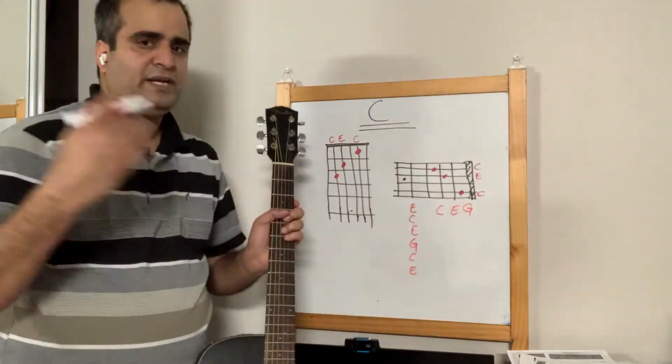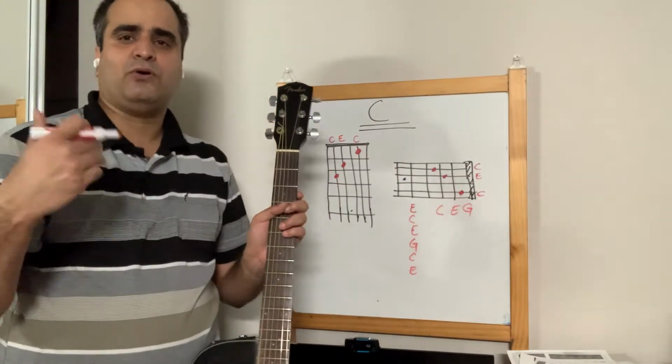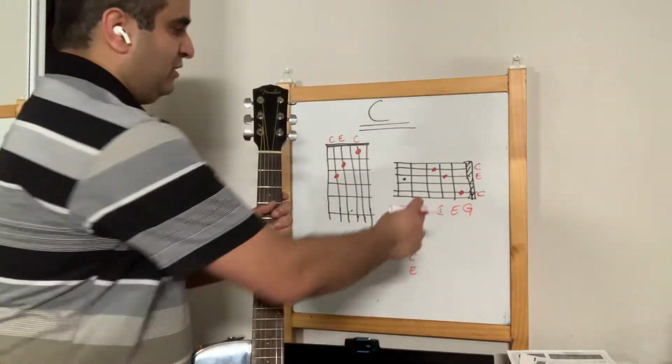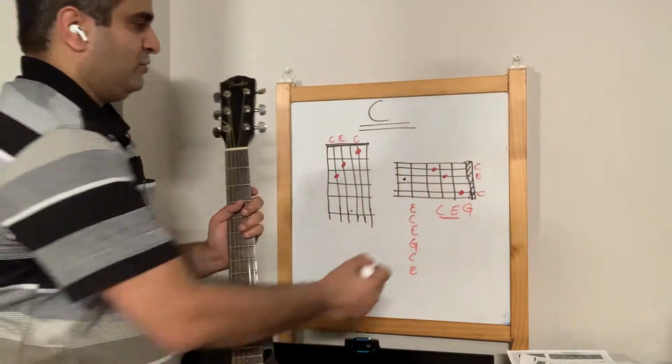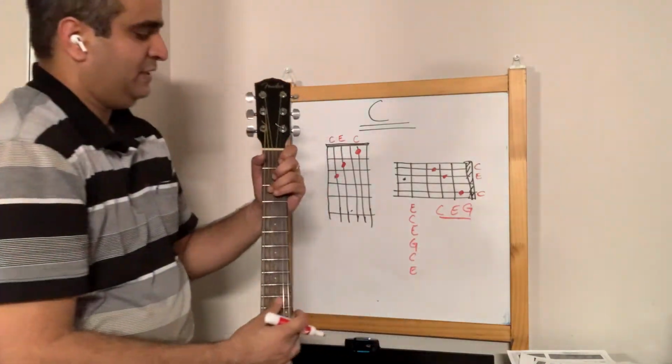Okay, so as I told you, any chord would have 2 or more notes which you play together. So in this C chord we have 3 notes basically. Okay, so C, E, G, right?